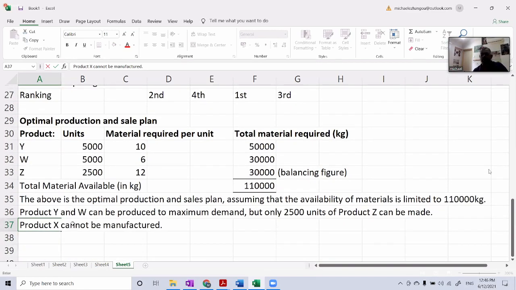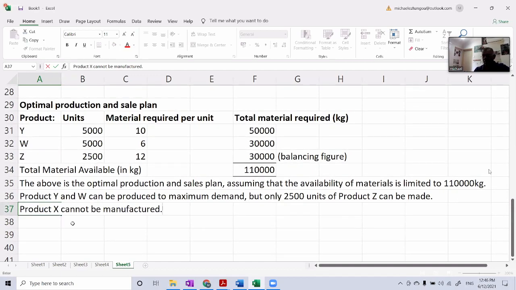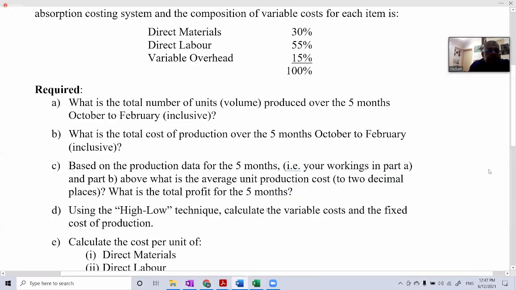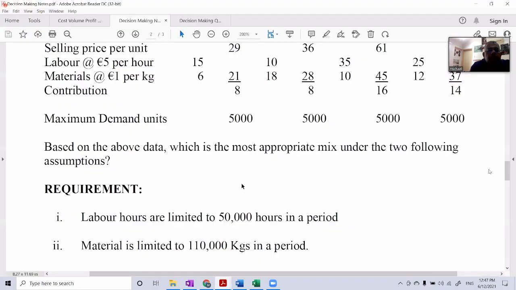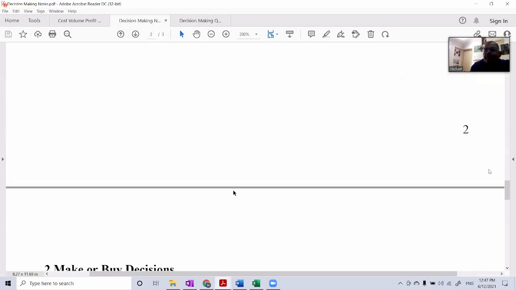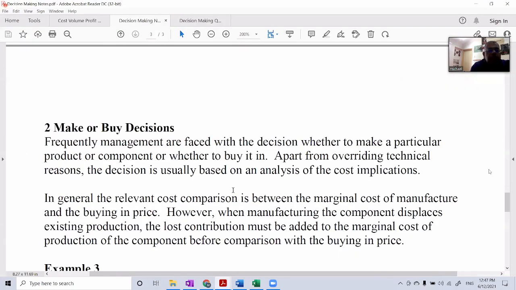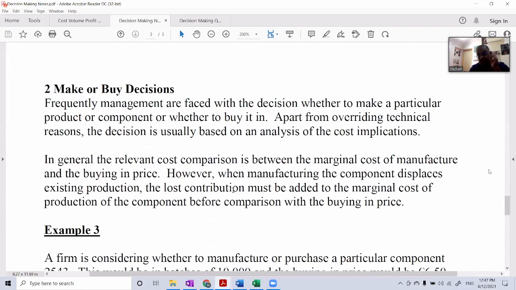Right. A simple commentary, not something long and fancy, just a simple explanation of what's going on should be sufficient to get your marks. Okay, right now, that's limiting factor decision, but the other one is make or buy decision.